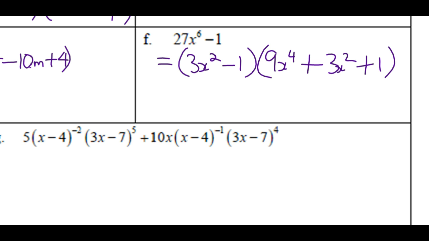Okay, and then we're going to check that. Right? So we have 27x to the 6th plus 9x to the 4th minus 9x to the 4th plus 3x squared minus 3x squared minus 1. Right? 2 thumbs up.